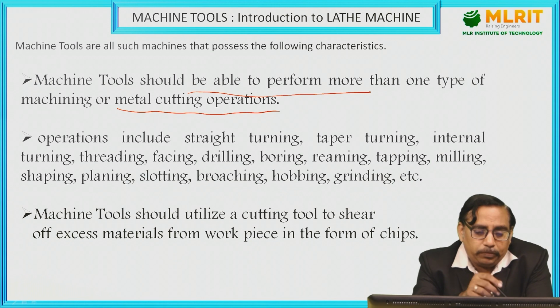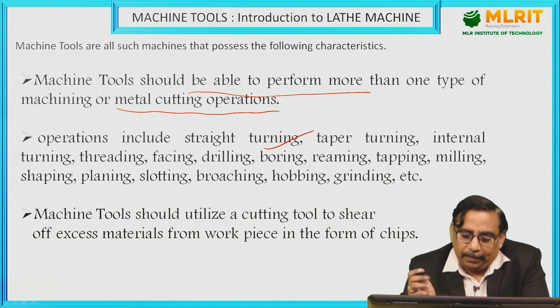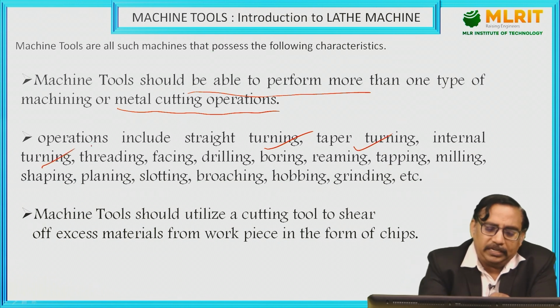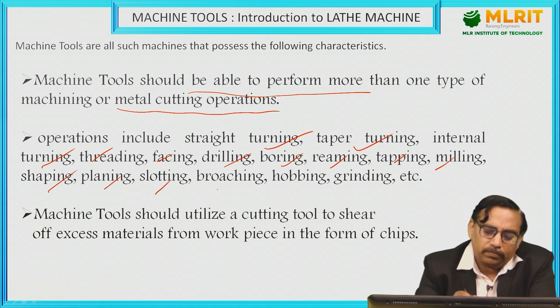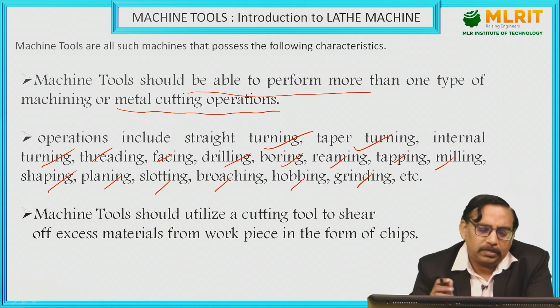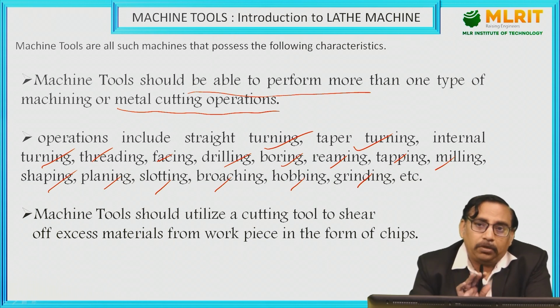Operations may include straight turning, taper turning, internal turning, threading, facing, drilling, boring, reaming, tapping, milling, shaping, planing, slotting, broaching, hobbing, grinding, etc. These are different types of operations which a machine tool can do. Mind my words, we are not talking about the lathe operations. These are the operations involved in machining of a metal.